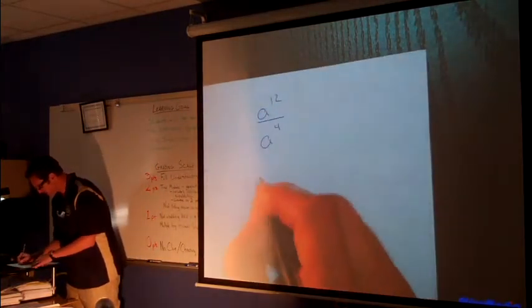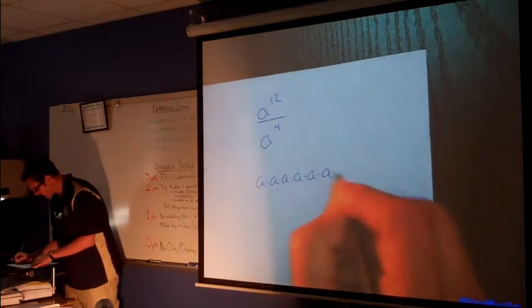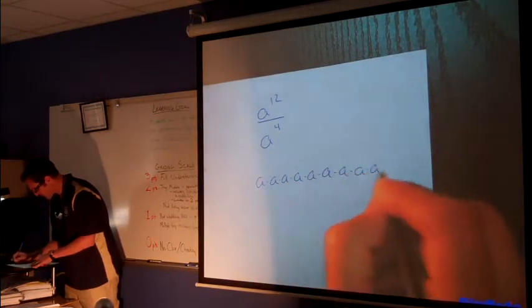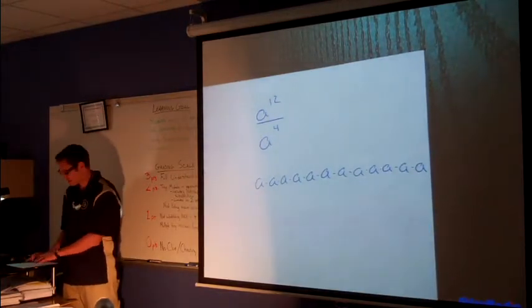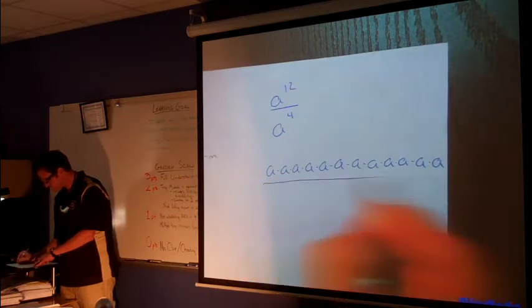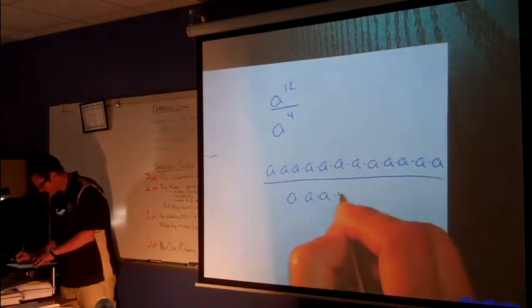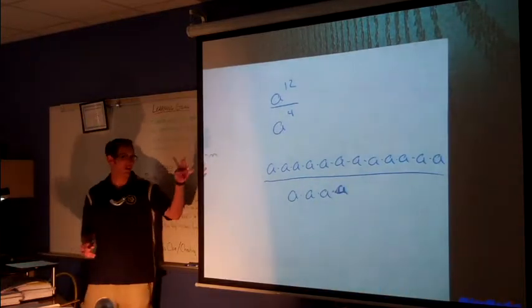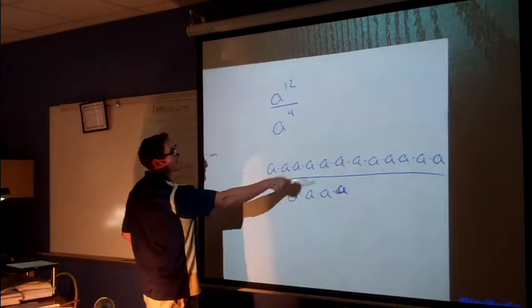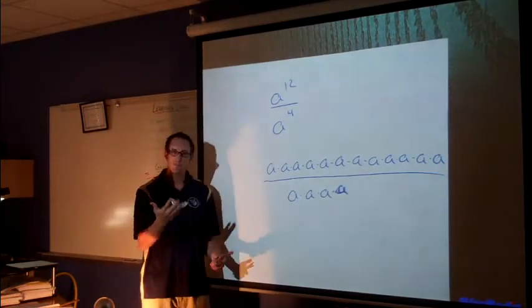So we have 12 a's at the top. There's 5, 6, 7, 8, 9, 10, 11, 12. Just enough left on my paper. There's 4 a's at the bottom. I almost wrote the number 4. So you have a to the 12th, a times a, to the 4th, a times a times a. So you have the top and the bottom. You can think in terms of canceling.